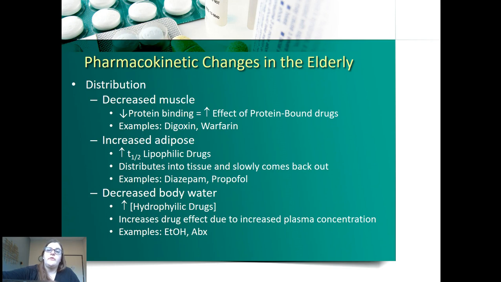And then overall, older adults have decreased body water. And we're going to talk about this a few times. But if you just think about it, they're kind of just chronically dehydrated or really close to it. So because they have decreased body water, you're going to have increased concentration of hydrophilic drugs, right? Because you have the same amount of drug, but less water for them to dissolve in.